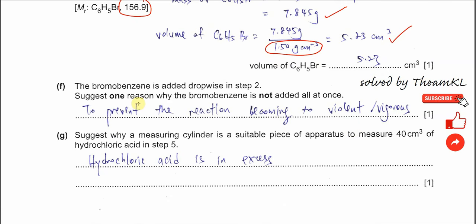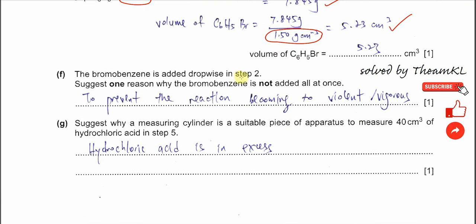Okay, part F. The bromobenzene is added dropwise in step 2. Suggest one reason why bromobenzene is not added all at once. It is quite general. Normally we will not add everything together at once because sometimes reactions might be too vigorous. So to prevent the reaction becoming too violent or vigorous.